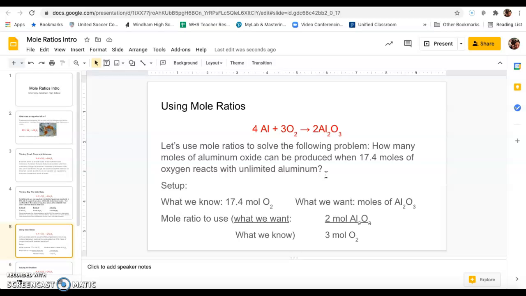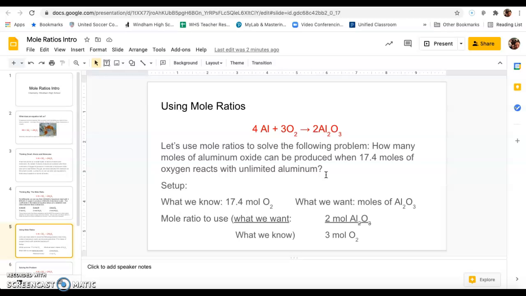And to set up our problem, we want to figure out first what we know, and usually there's a number given to us in the problem. In this case, the number that we're given is 17.4 moles of oxygen. We know we have that much, and we know we have unlimited aluminum. Usually, in these types of problems, one reactant on the left side of the equation will be found in excess, and so we can assume that aluminum is in excess here.